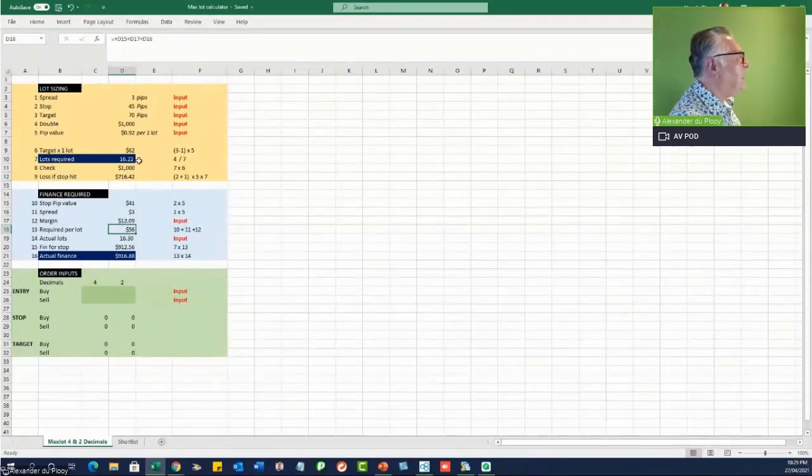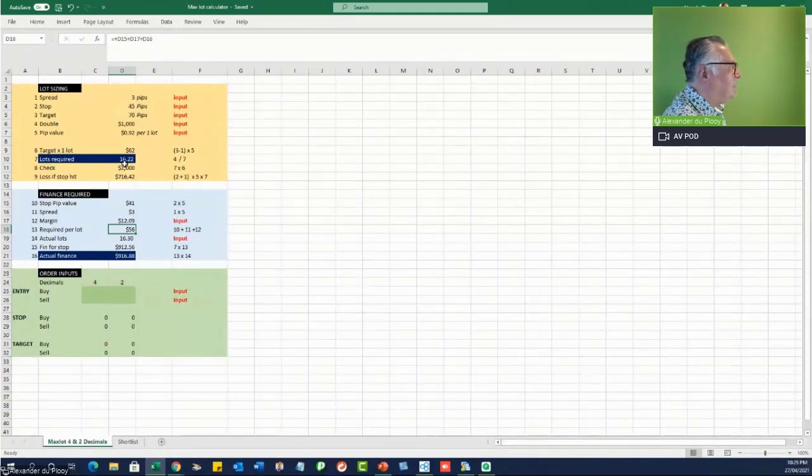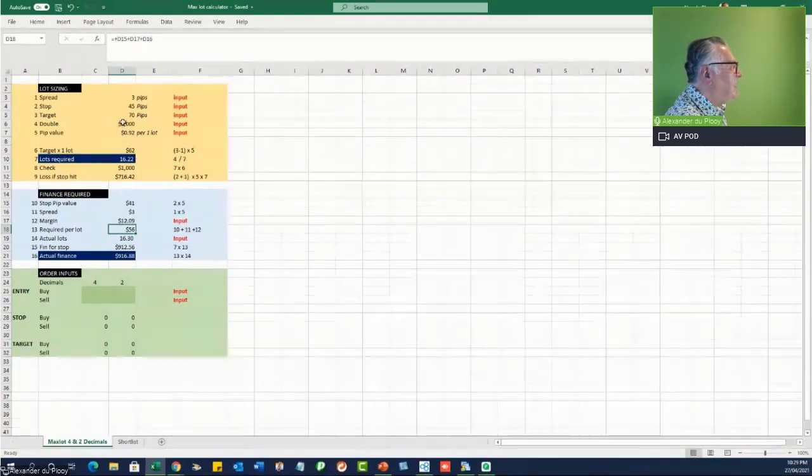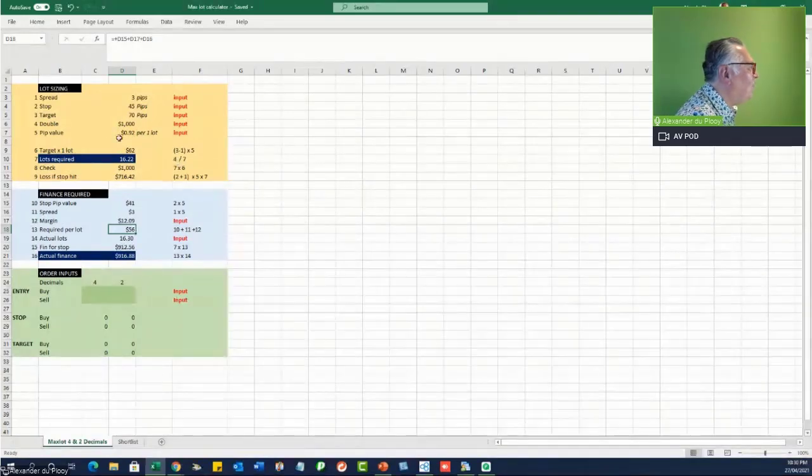Now this model I'm going to be using to work out the lot sizing that I need to place. In other words, to double my account, to generate $1,000, I'm going to need 16.22 lots, because if you take the target in pips in value and divide that into 1,000, that's basically what it gives you.